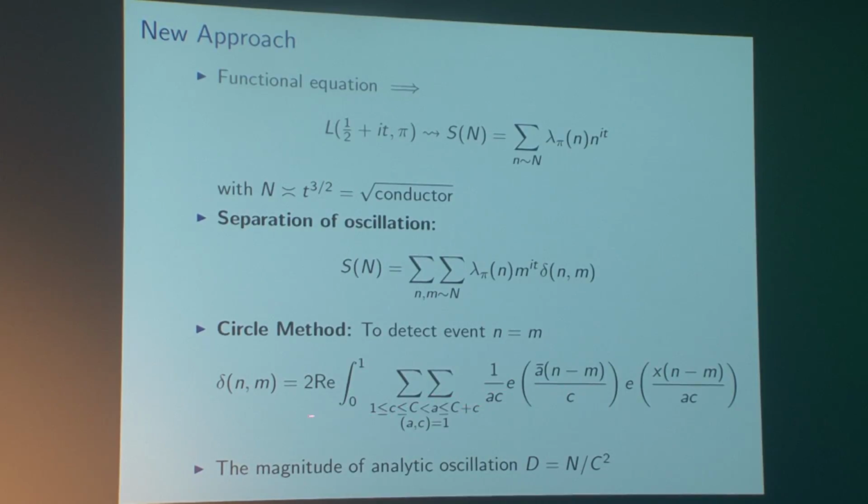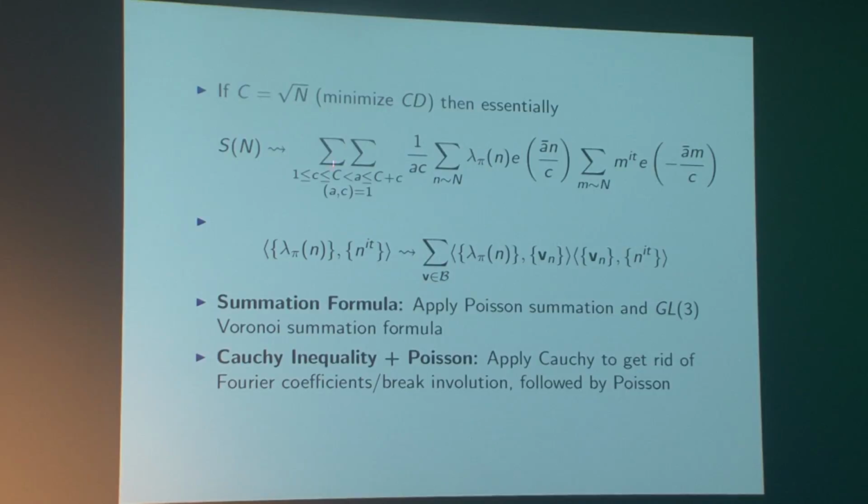And so there are two parts in this formula. This is the analytic oscillatory part, and this is the arithmetic oscillatory part. Okay, and the magnitude of analytic oscillation here is given by N by c squared. Okay, because n and m are of size capital N, and a/c is roughly of size c squared. So the idea is you just plug this in over here, and that separates lambda_pi(n) from m to the power it. Okay, and this is what you get.